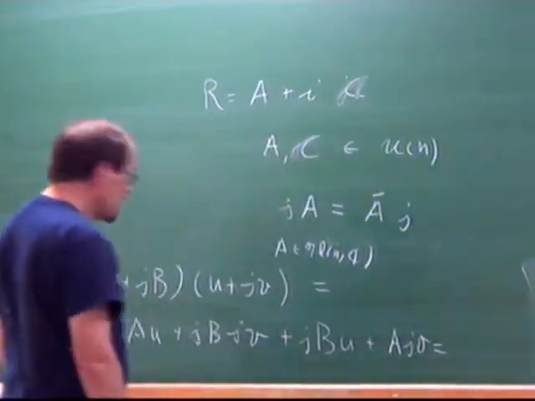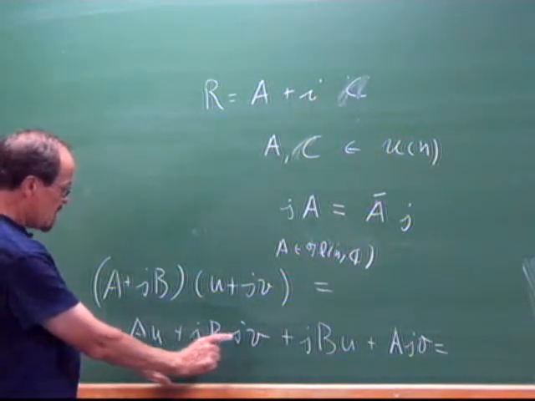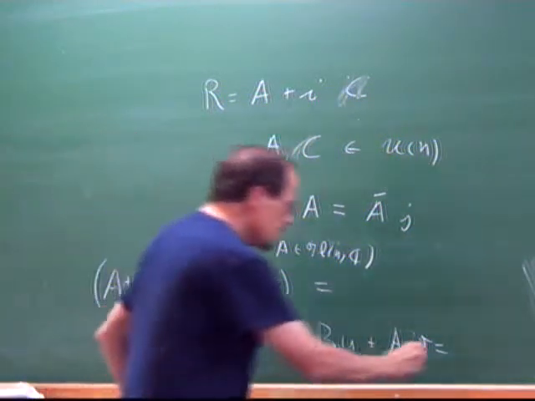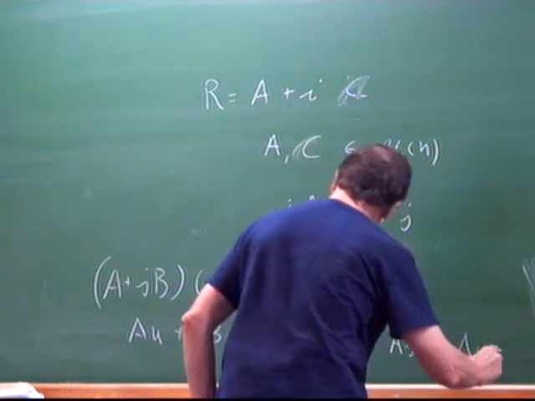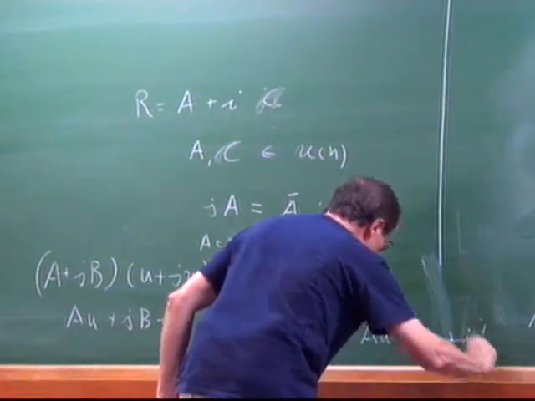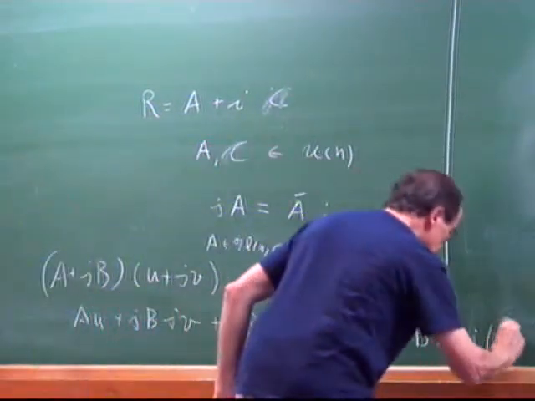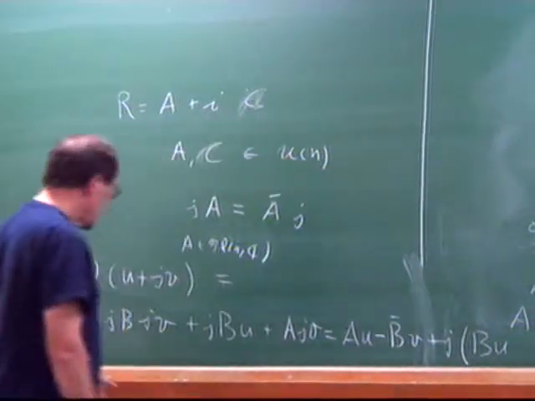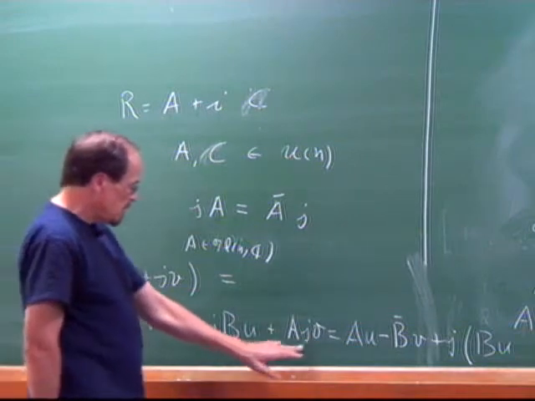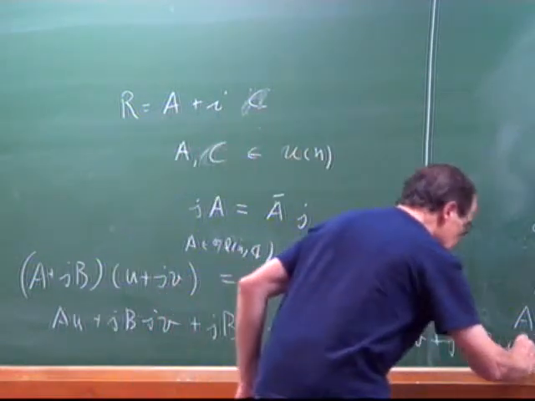Now we have to rewrite that in this form. So what is this? I commute, that becomes a B bar, and J squared is minus 1. So AU minus B bar V. And now we'll write the other thing in the same form. J times BU, that's okay. BU is okay. And where's the other one? Here, switch, A bar. So plus J A bar V.